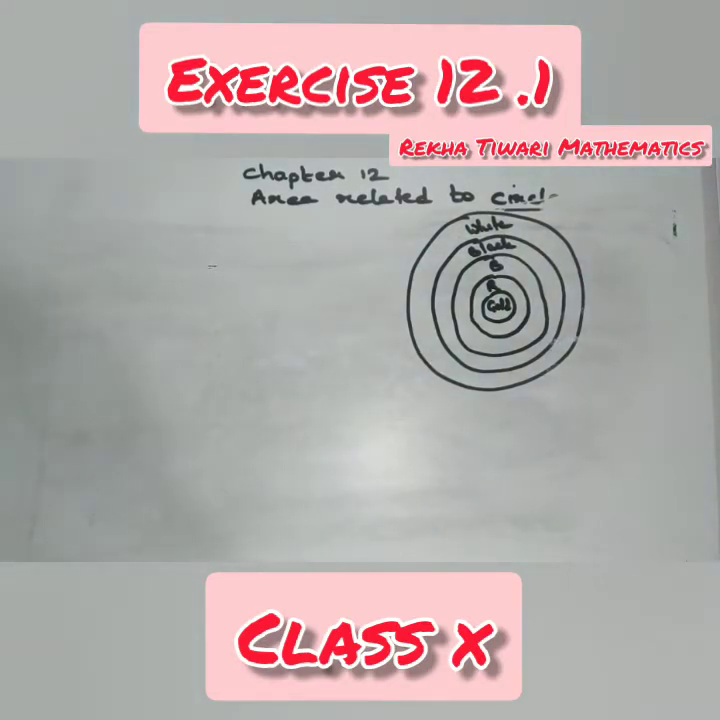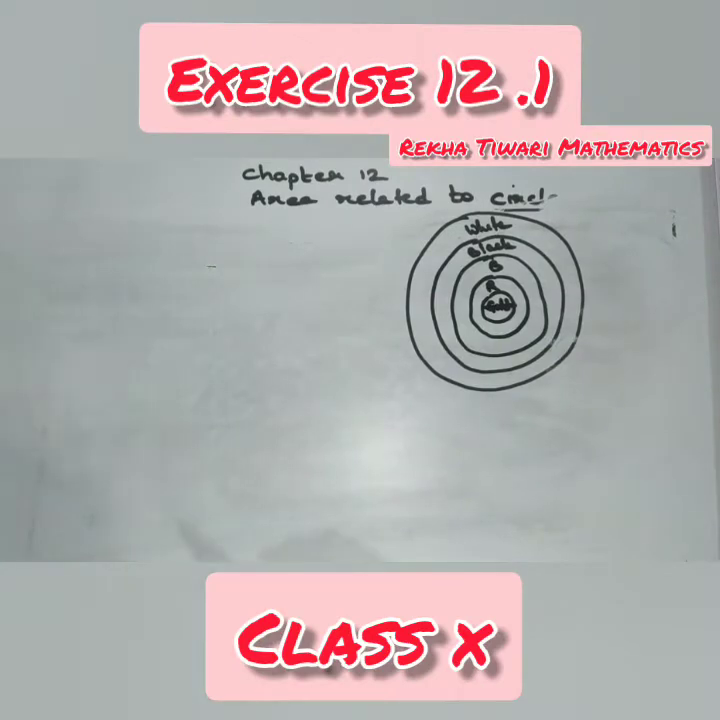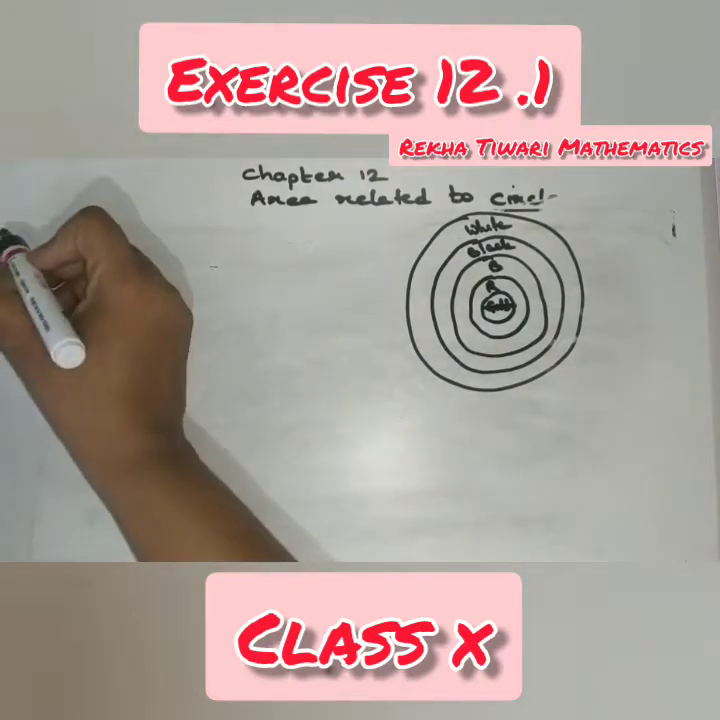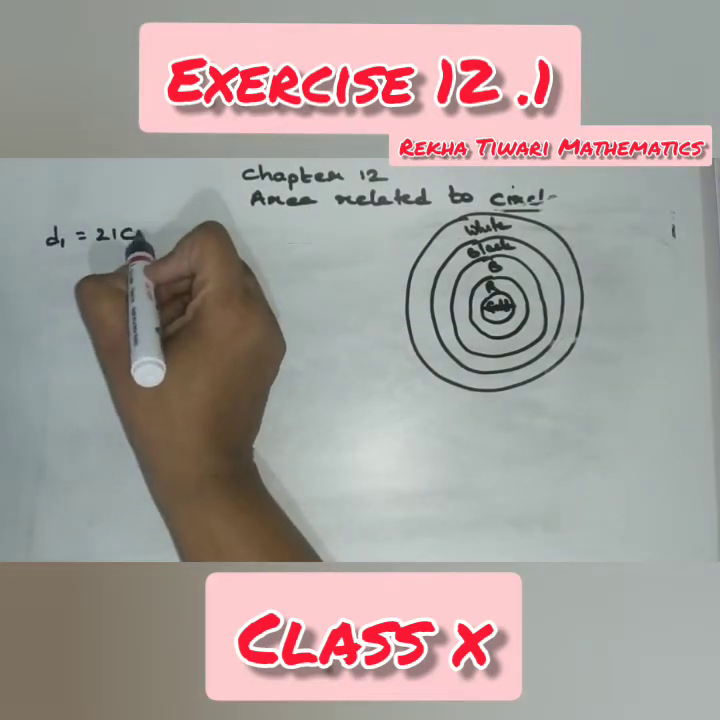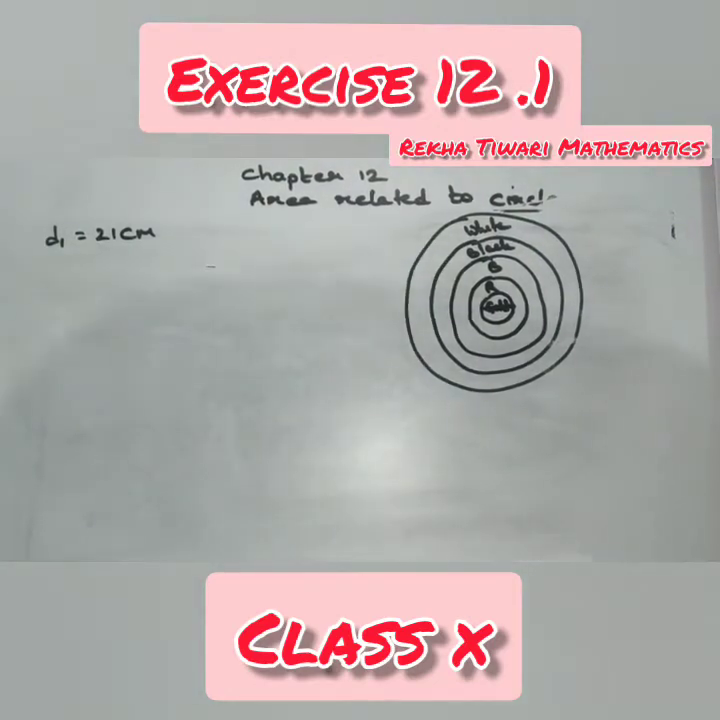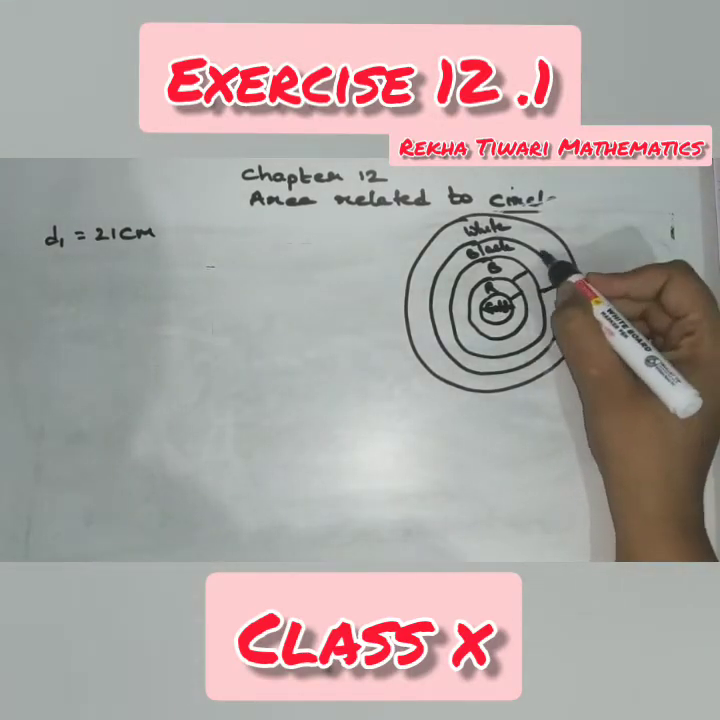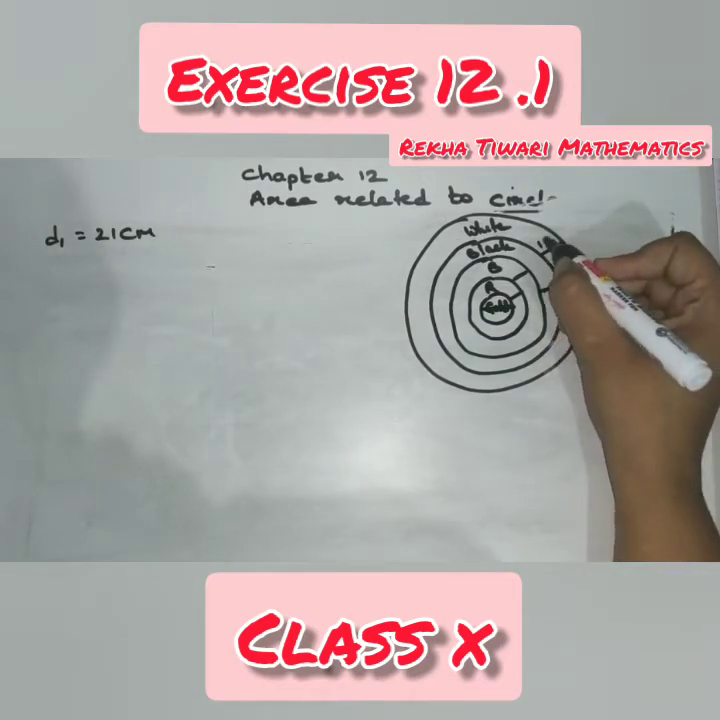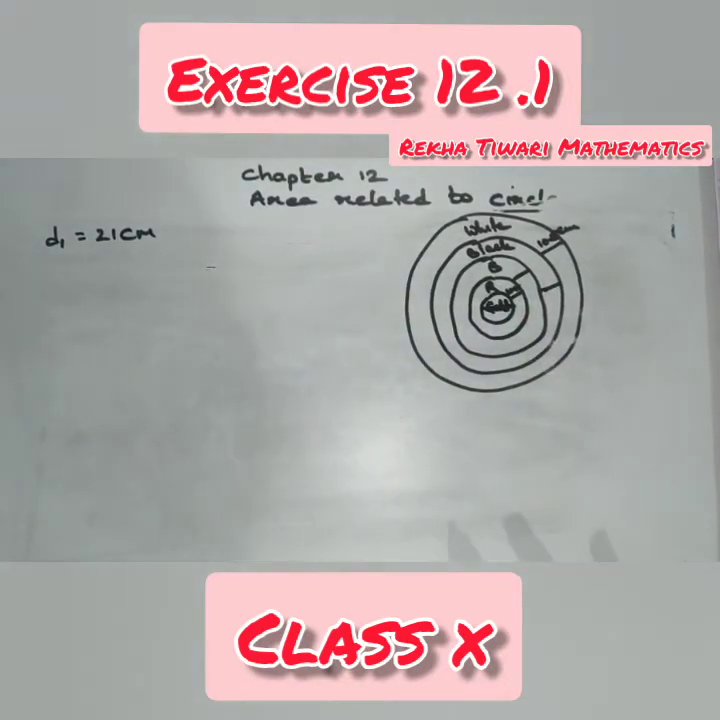Now what is given to you? The diameter of the region representing the gold score. This diameter is given to you. It is equal to 21 centimeter. So let us represent this as D1. This is 21 centimeter. And each of the other band is 10.5 centimeter wide. Means this width is given to you. And the width is 10.5 centimeter. Okay. With the help of this, you can find out the radius of the other circles.